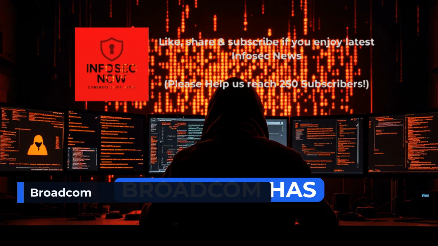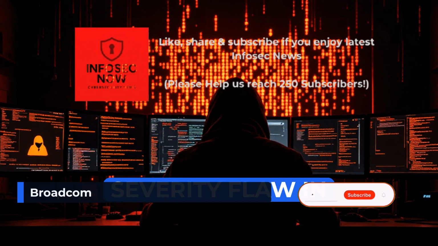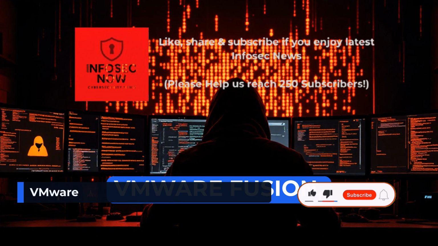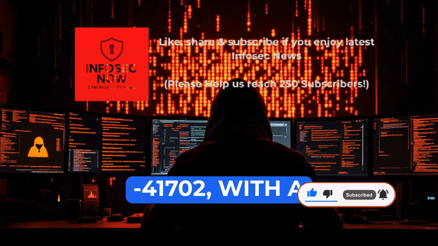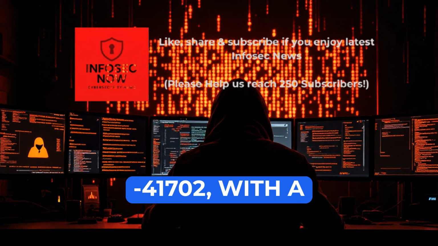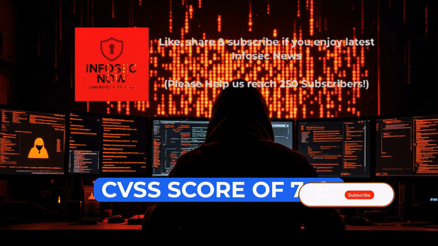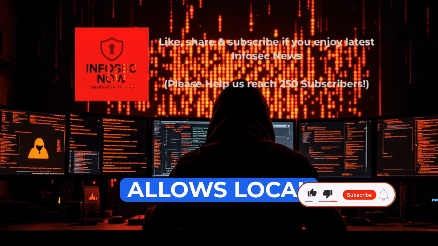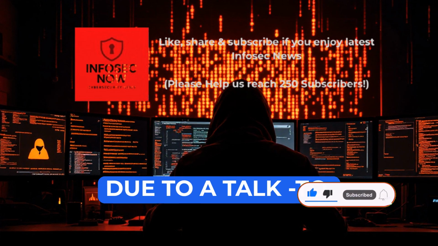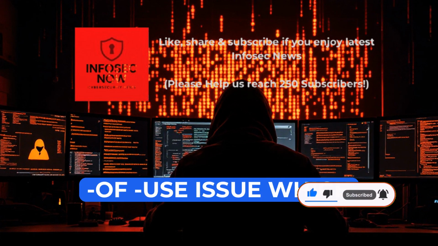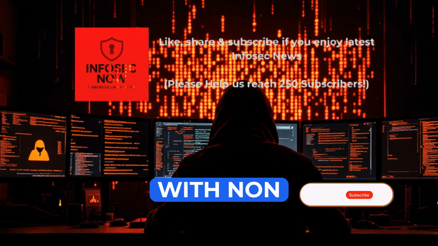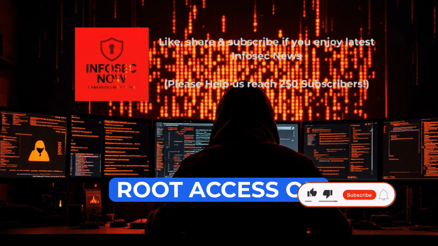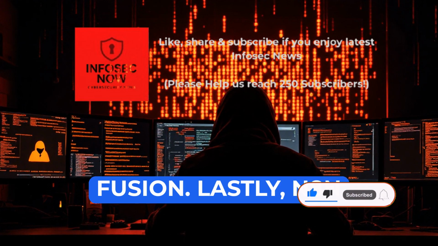Broadcom has addressed a high-severity flaw in VMware Fusion, designated as CVE-2026-41702, with a CVSS score of 7.8. This vulnerability allows local privilege escalation due to a TOCTOU, time of check, time of use, issue, which can be exploited by a malicious actor with non-administrative privileges to gain root access on systems running Fusion.